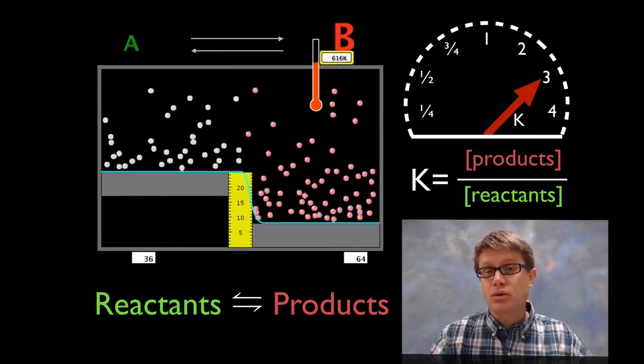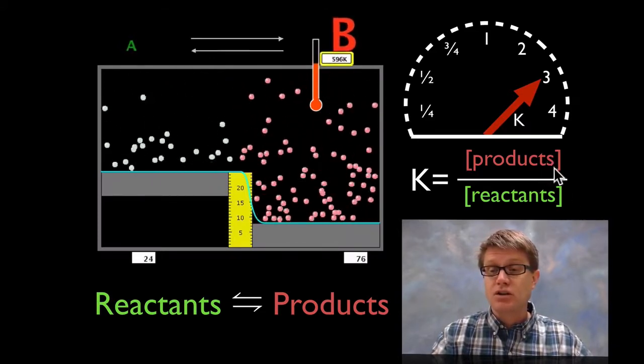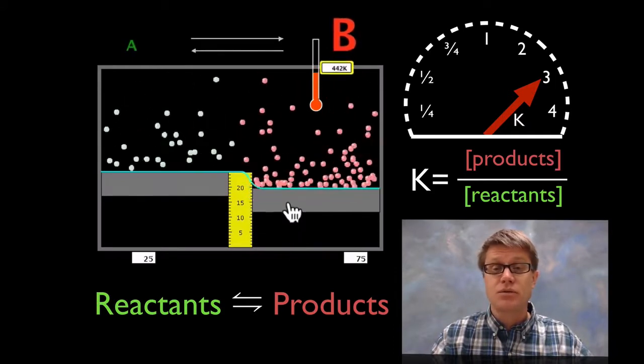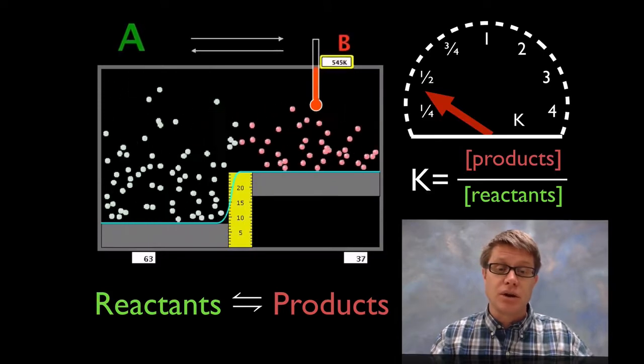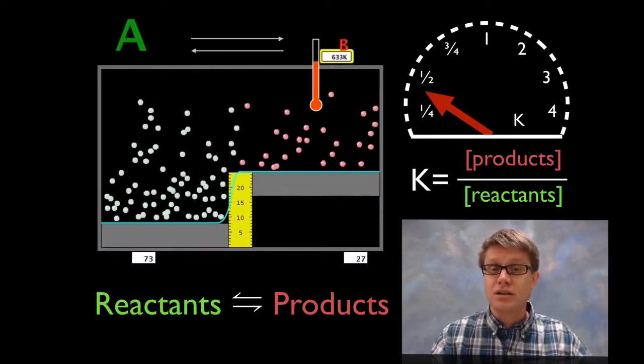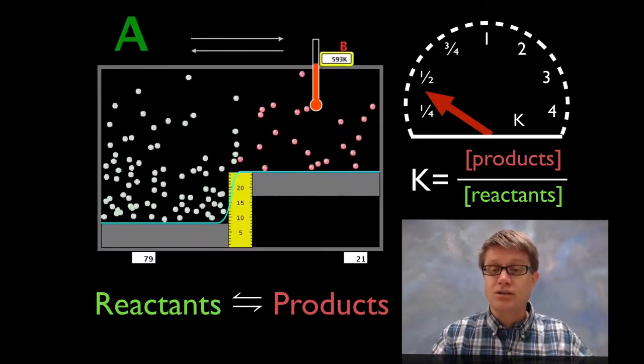Now as I tip it towards the right, we're getting more products, and so that is going to become a larger number up here, and so our value goes up to 3. We have about 3 times as many products. Likewise, when we pull it in the other direction, now we have way more reactants, and since our reactants in this case value is going to be around 75, products around 25, our K value is going to be around 1/3. Now this model oversimplifies a little bit because we only have products and reactants in this simulation.